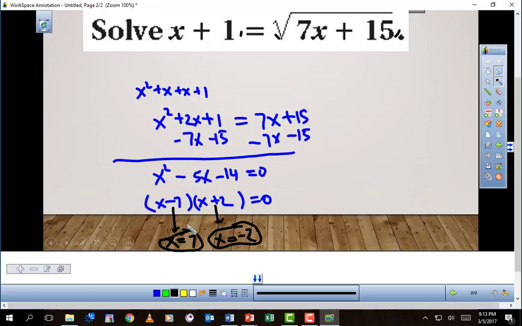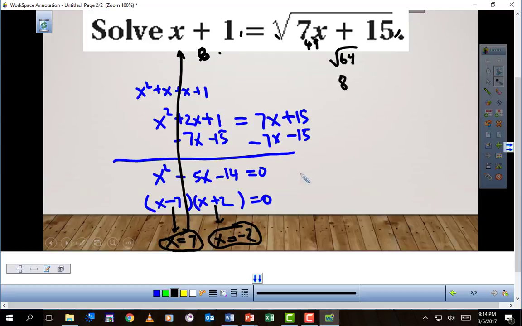So if you put a 7 right here, on this side you're going to have, excuse me, you're going to have 8, because 7 plus 1 is 8. Well, if you put 7 here, 7 times 7 is 49, and if you add 15, you're going to get 64. If you take the square root of 64, you get 8. So you get 8 is equal to 8. So sure enough, that one works.